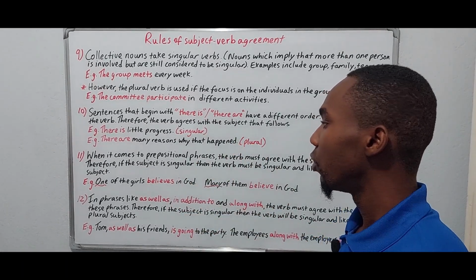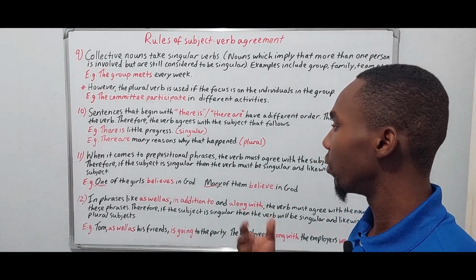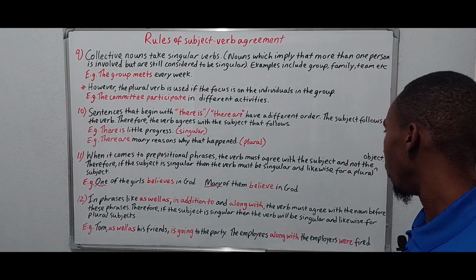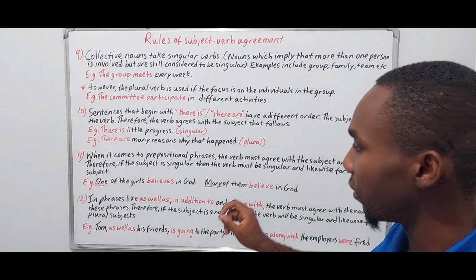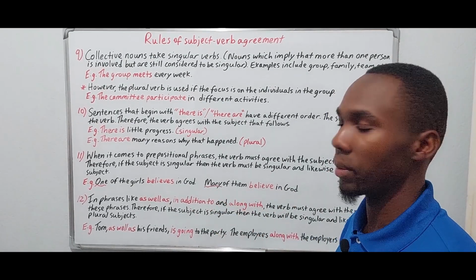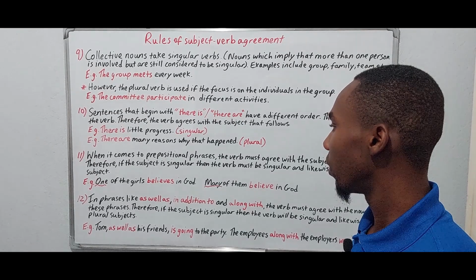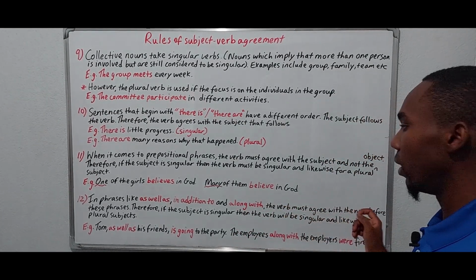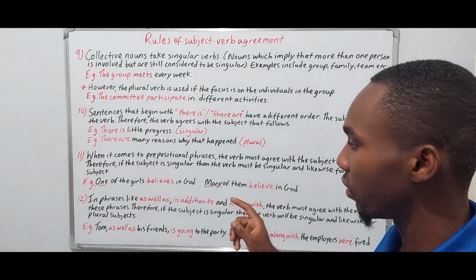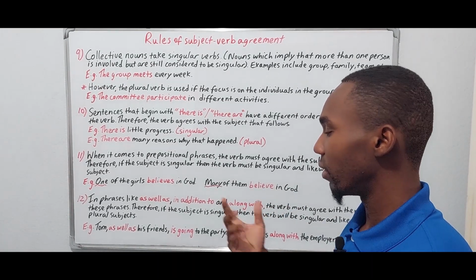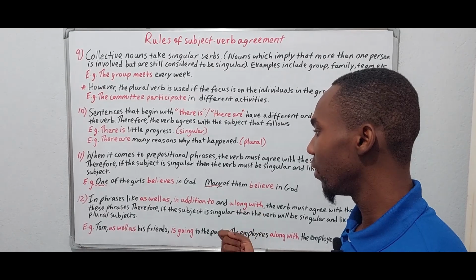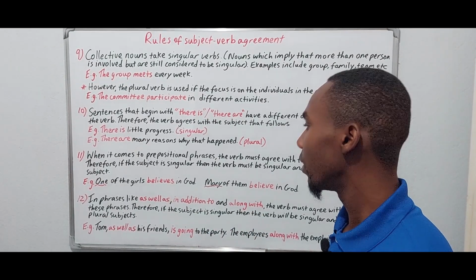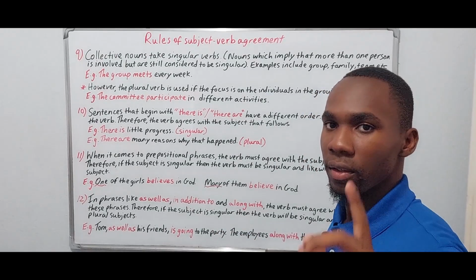And finally, 12. In phrases like "as well as," "in addition to," and "along with," the verb must agree with the noun before these phrases, okay? Similar to the prepositional phrases. Therefore, if the subject is singular, then the verb will be singular, and likewise for plural subjects. So for example: Tom as well as his friends is going to the party. Not: Tom as well as his friends are going to the party.